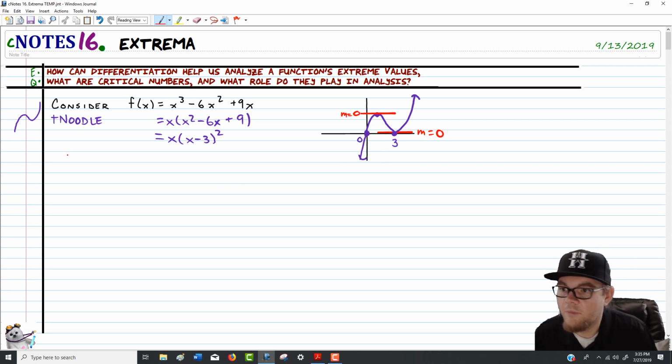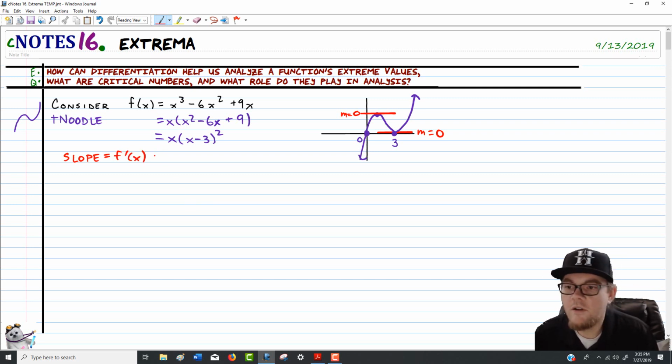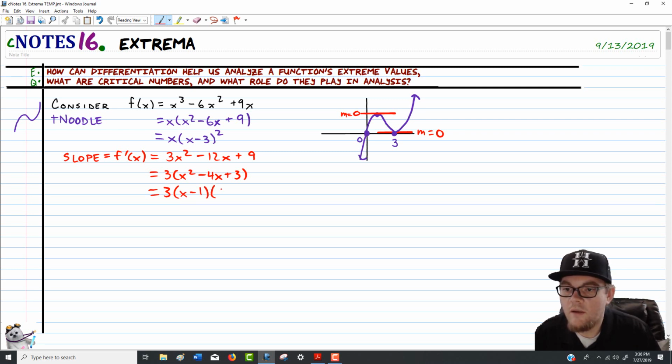Well, we know, by this point, that if we're talking about slope of a function, that really means we're interested in its derivative function, which we'd call f prime of x. And calculating f prime of x for our situation here is not going to be too difficult. I'd focus on that first function, and then it's very quick. 3x squared minus 12x plus 9. Doing a little bit of factoring again, we'd have 3 quantity x squared minus 4x plus 3. And then you can quickly see that the derivative is 3 quantity x minus 1 quantity x minus 3.